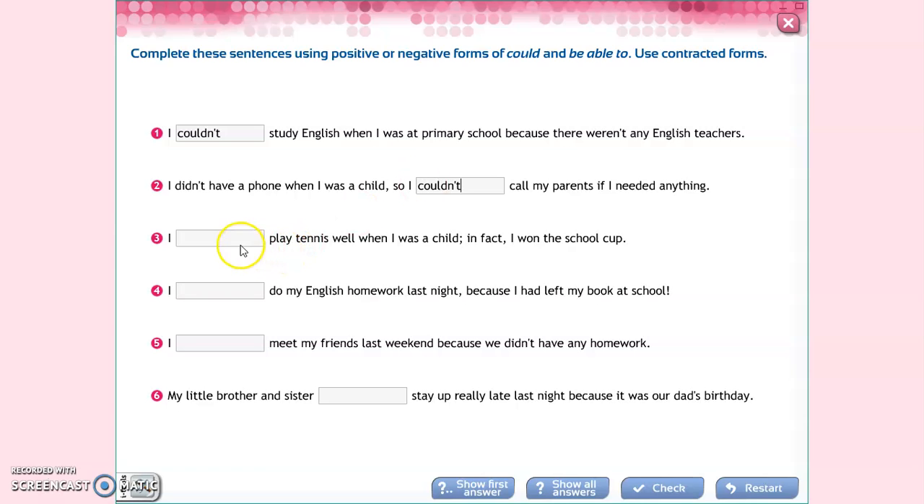Number 3. This is an ability in the past. I could play tennis well when I was a child. In fact, I won the school cup.